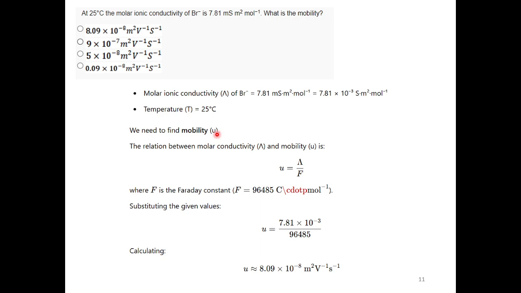And if it is an equivalent, then you have to divide the value by the charge of the ion, then you will get the molar equivalent conductivity, right? So here mu equal to 7.81 into 10 to the minus 3 by 96,485. If you calculate this, the mu value is coming around 8.09 into 10 to the minus 8 meter square into volt inverse into second inverse. I have already told that this mobility is the velocity per potential gradient, so meter into second per potential gradient, volt into meter to the power minus 1. So overall meter square volt to the power minus 1 second inverse.